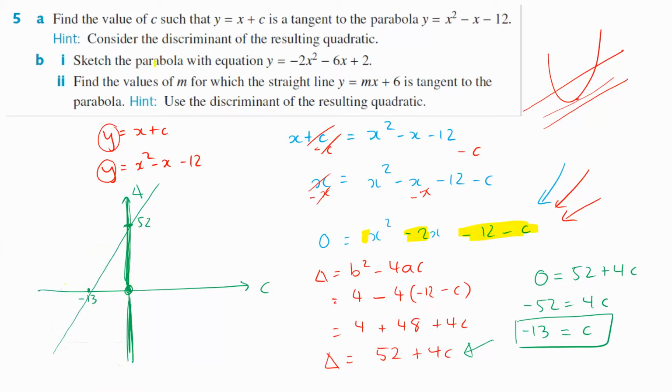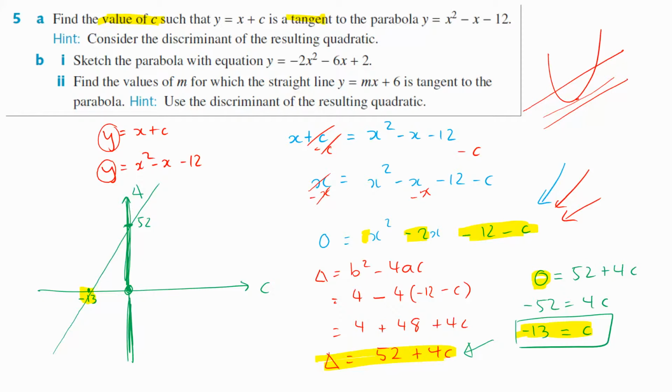So the question says, sketch the parabola with equation negative 2x squared minus 6x plus 2. Oh, it says find the value of c such that you get a tangent. Well, clearly, you get a tangent if discriminant equals 0. So this is my equation, and this is when discriminant equals 0. I already solved it. It's at c equals negative 13, so I've done the answer already, actually.